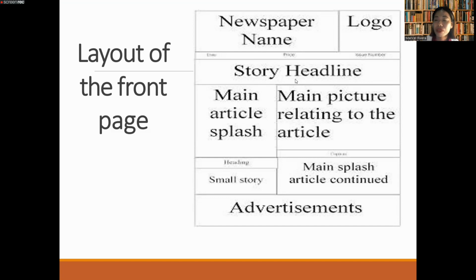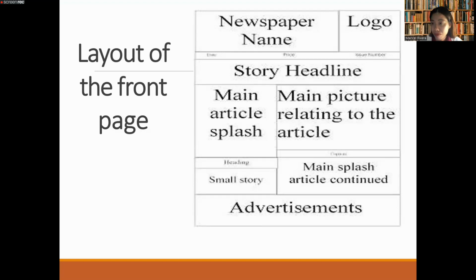Later on, you would know how we call these things. We do have the story headline, which of course is the one in the biggest font size. And then we have the main article splash, and then the main picture relating to the article. And we do have here the heading, and then the small story. And this portion below the main picture relating to the article is another heading. And then we do have here the main splash article. It is being continued. A portion of the story of the article will be continued here.